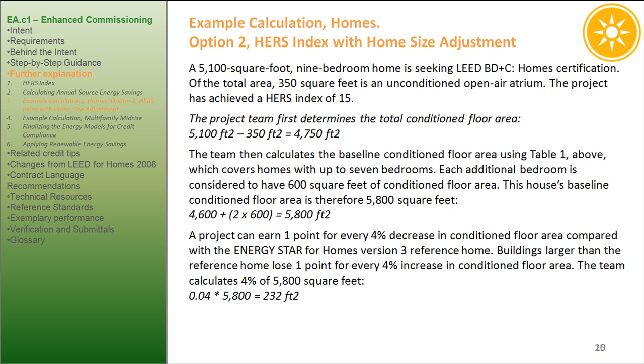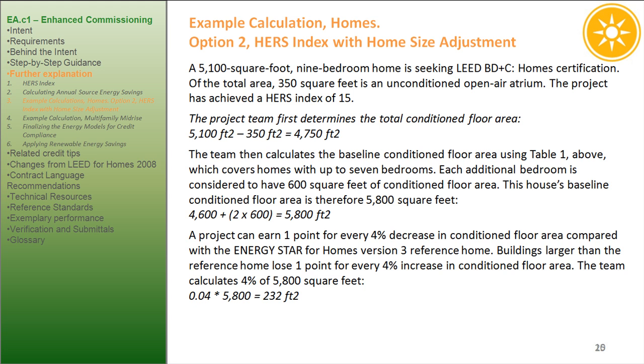Example calculation: Homes, Option 2, HERS index with home size adjustment. A 5,100 square foot, 9-bedroom home is seeking LEED BD+C: Homes certification. Of the total area, 350 square feet is an unconditioned open-air atrium. The project has achieved a HERS index of 15.